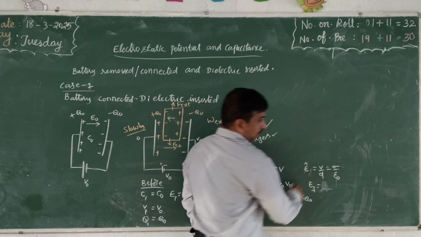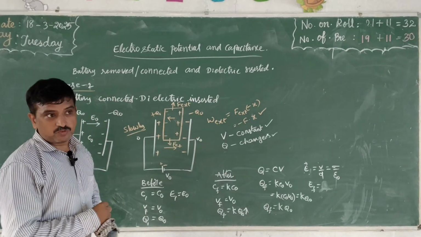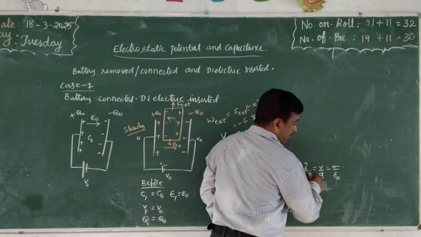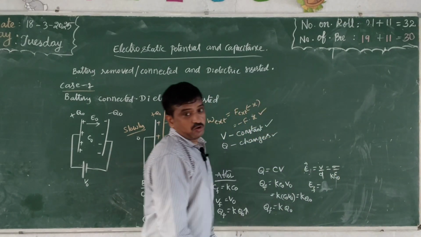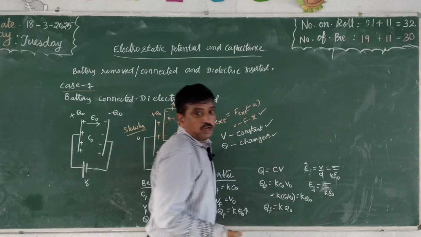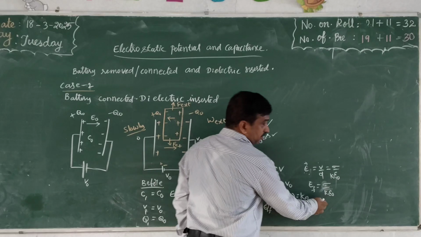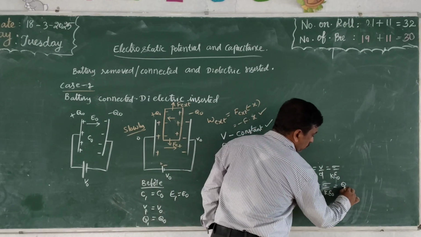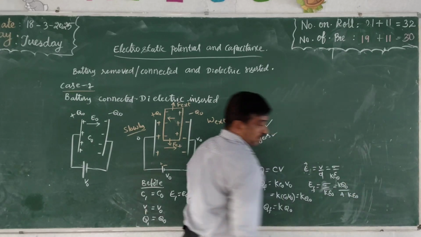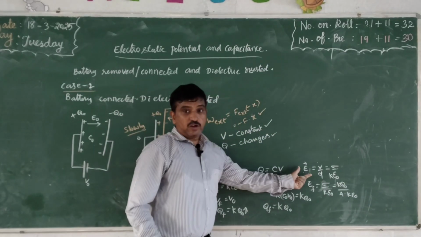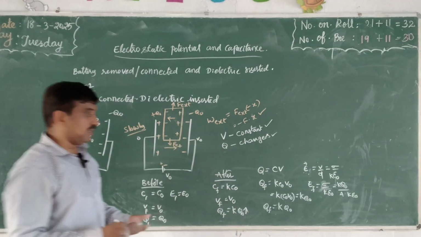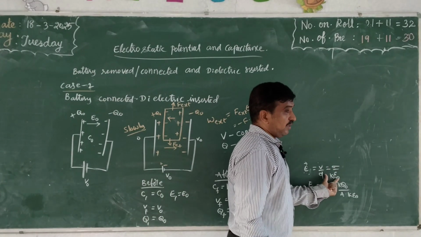Here the dielectric is inserted. What about the electric field? With the dielectric inserted, it is sigma by K epsilon naught. So sigma by K epsilon naught, where sigma is K Q naught by A. Understood this point? For a parallel plate capacitor, when a dielectric is inserted, the electric field is sigma by K epsilon naught.